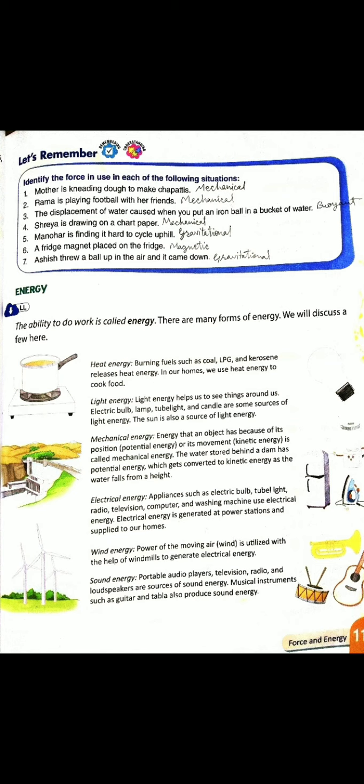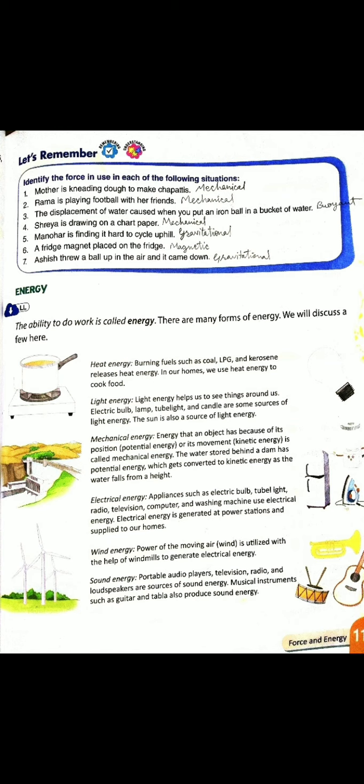Next is light energy. Light energy helps us to see things around us. Electric bulb, lamp, tube light and candle are some sources of light energy. And the sun is the ultimate source of light energy.